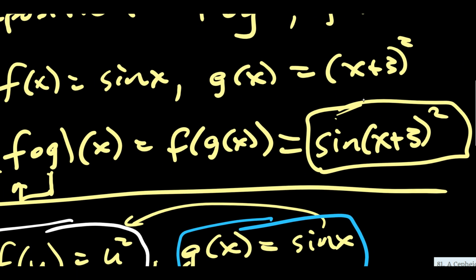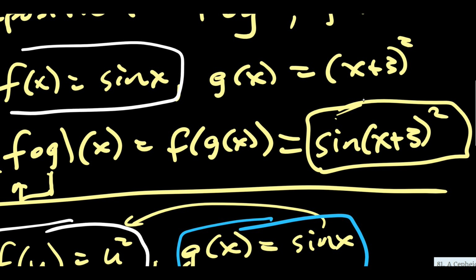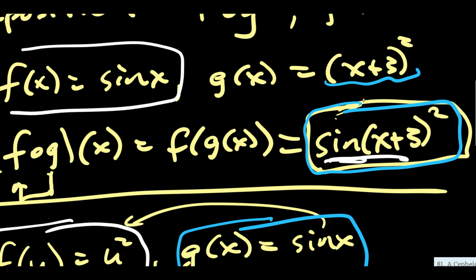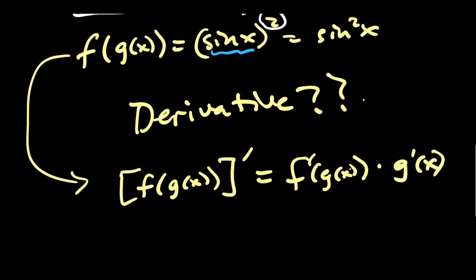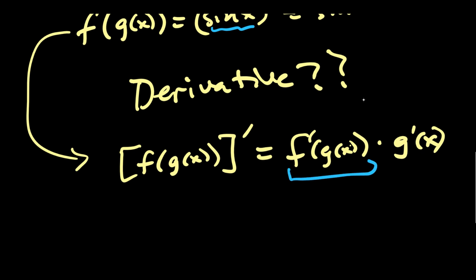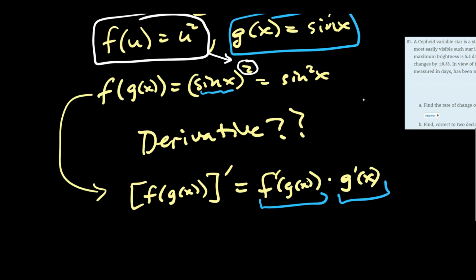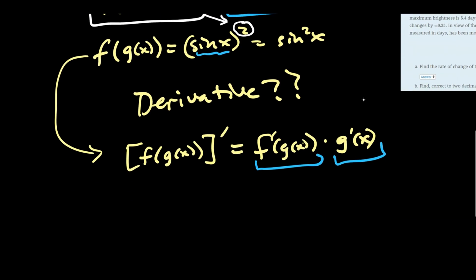Here's another one, this other one that we had before. The outside function is the sine x piece, and the inside function is the x plus 3 quantity squared. So in this context, the outside function is the sine part, and the inside function is the x plus 3 quantity squared. So the derivative of the composition of functions is the derivative of the outside function times the derivative of the inside function.